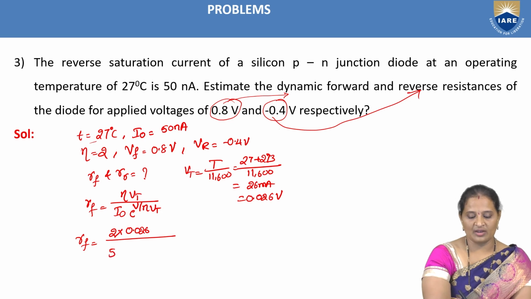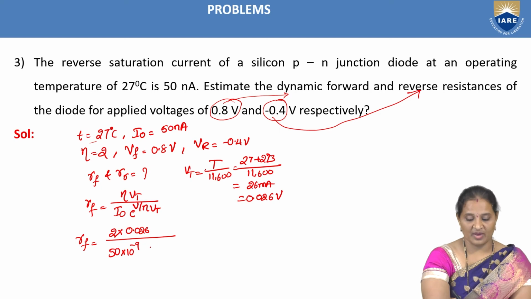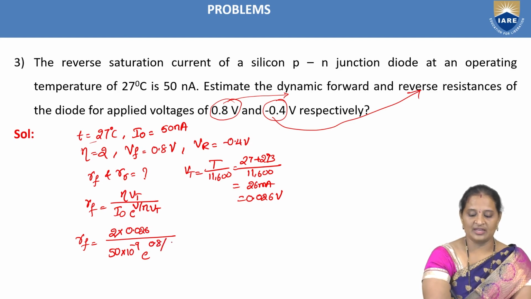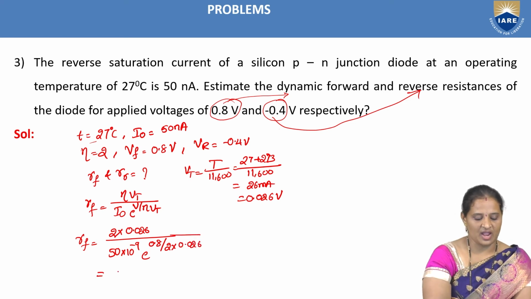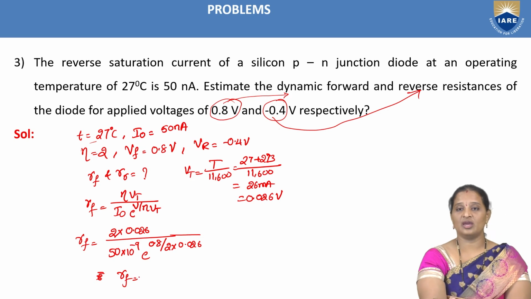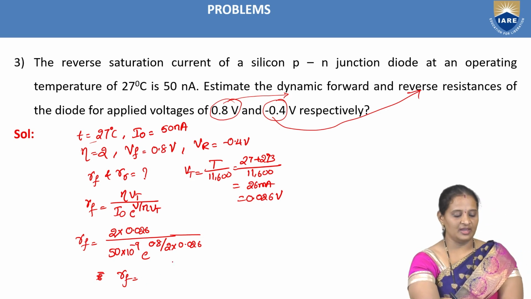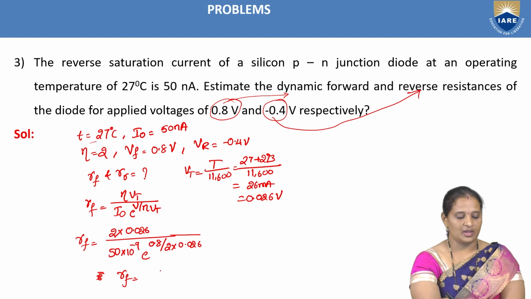What is the I naught value? It is given 50 nanoamperes, 50 into 10 to the power of minus 9, e power V. As we are calculating the forward dynamic resistance, V value should be considered as positive. 0.8 divided by 2 into 0.026. So calculate this value, the Rf value. Use a calculator and calculate the forward resistance value.